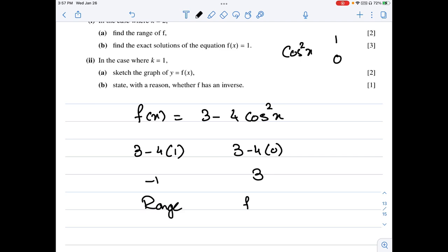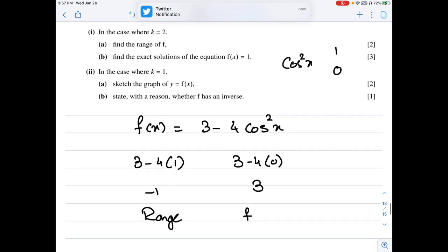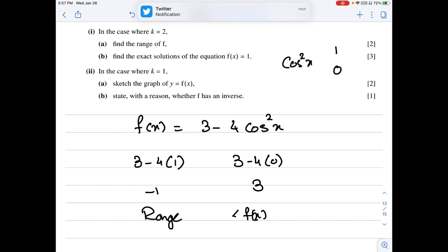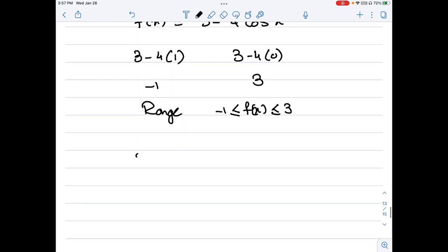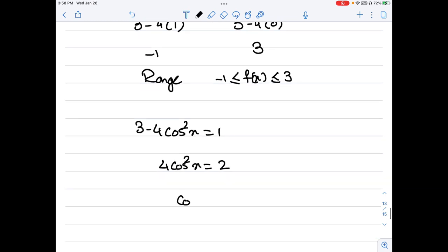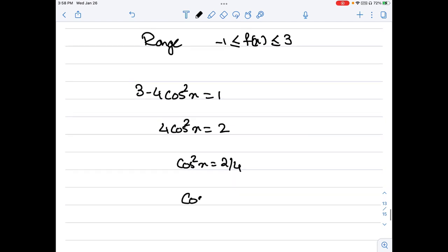Range of f of x. Yes, f of x lies between minus 1 and 3. Now the exact solutions of f of x equal to 1. So 3 minus 4 cos squared x is equal to 1. 4 cos squared x is equal to 2. So cos squared x is equal to 2 upon 4, cos squared x is equal to 1 upon 2.